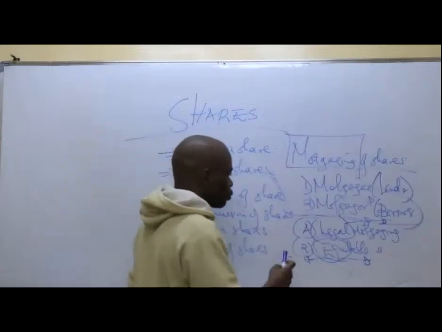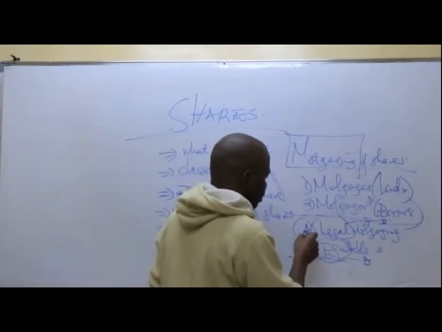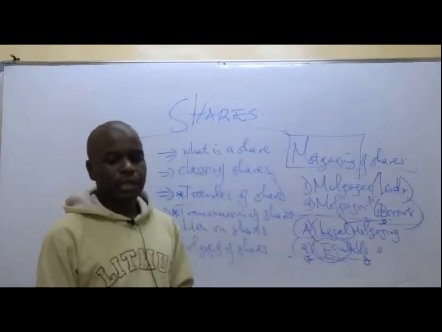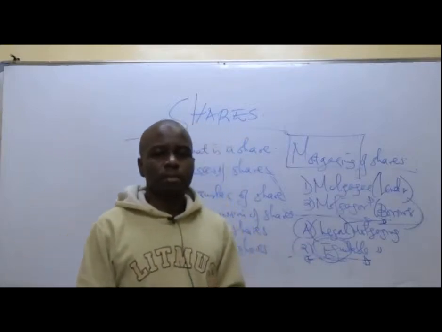So those are the two ways through which mortgaging of shares can happen. You have what we call legal mortgaging. There's complete transfer of shares to the lender until the borrower is able to pay off the loan.